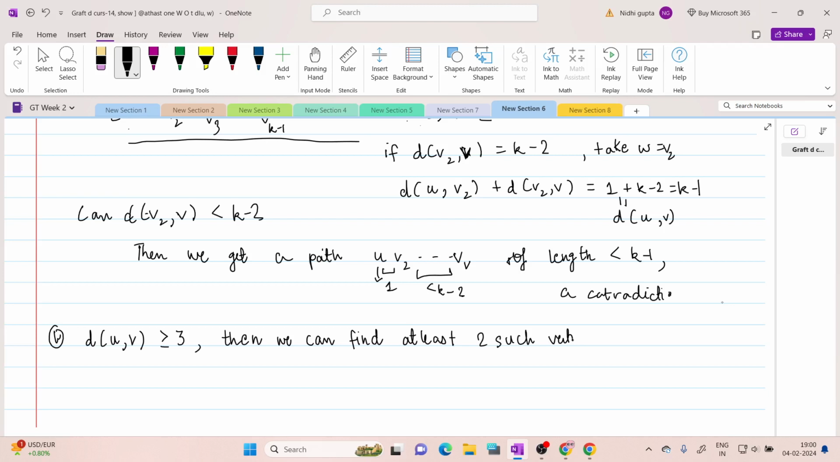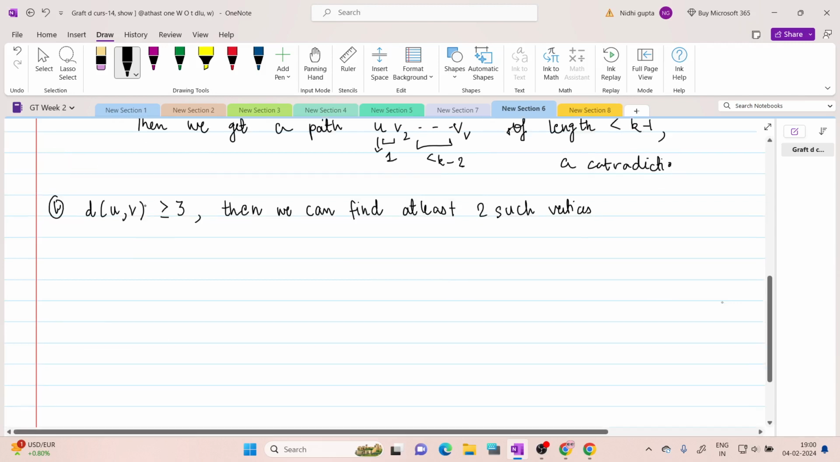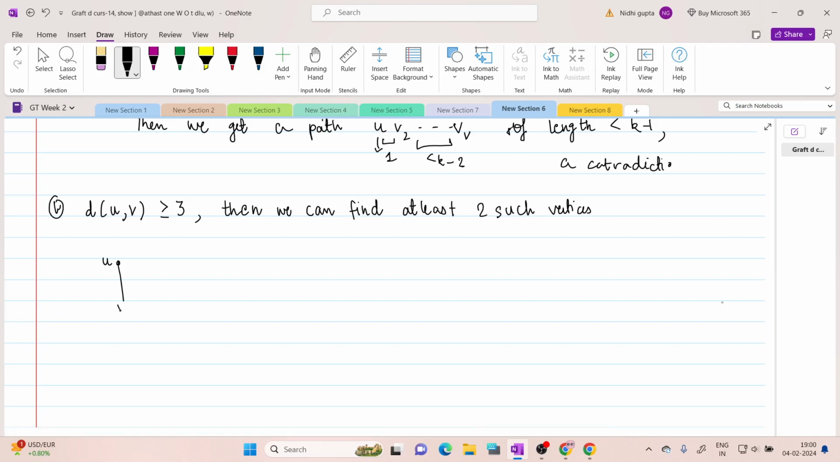So suppose in this case duv was just 2, clearly we cannot find two vertices. But now we are saying that duv is greater than or equal to 3. That means we have u, v1, some vk, and v. Now can you give me two vertices which will satisfy this condition, that duw plus dwv is equal to duv?